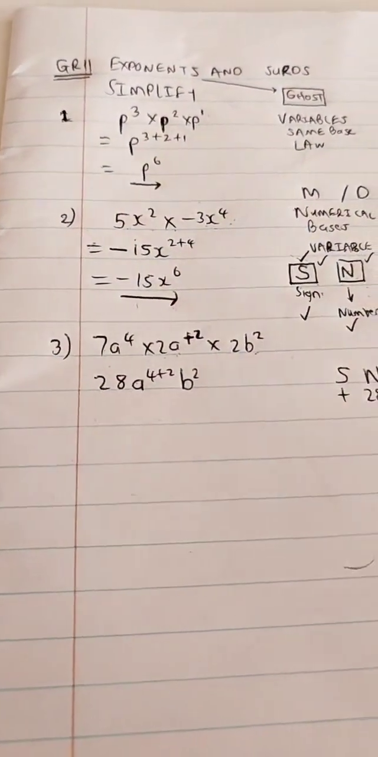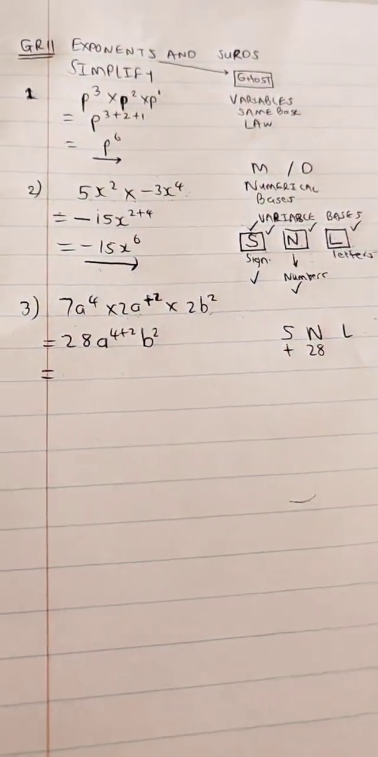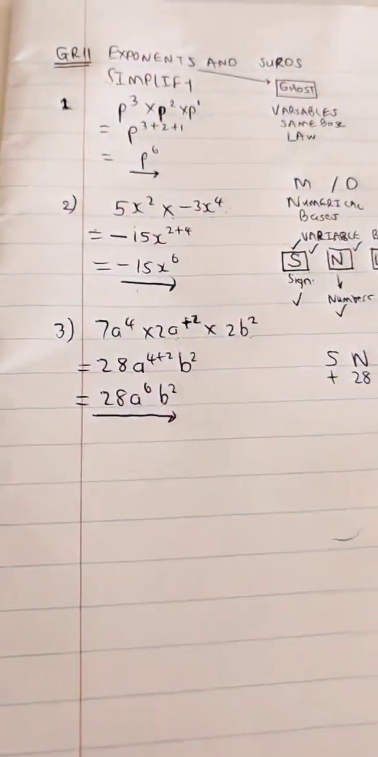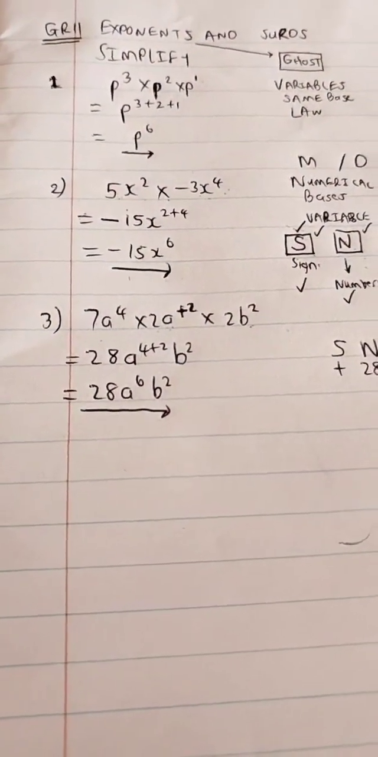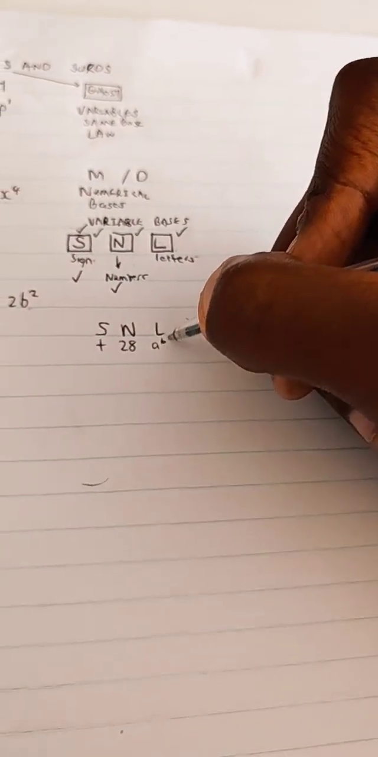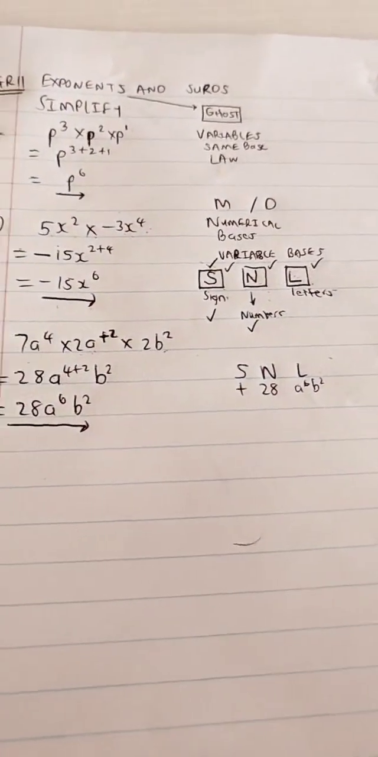So we write it next to what we have for A as a separate base, b to the power 2. Then our final answer, we add, guys. So our final answer is 28a to the power 6, b to the power 2. How easy, guys. Applying law number 1 of exponents, taking into consideration our sign, number, and letter.